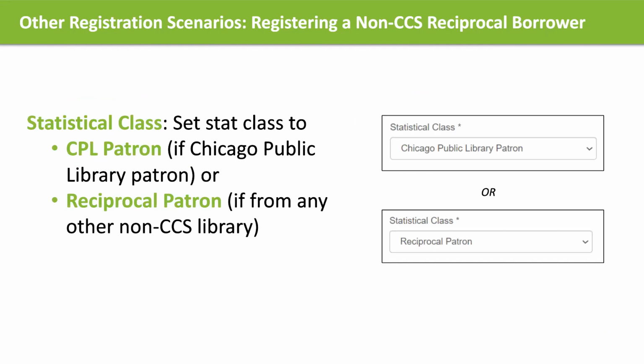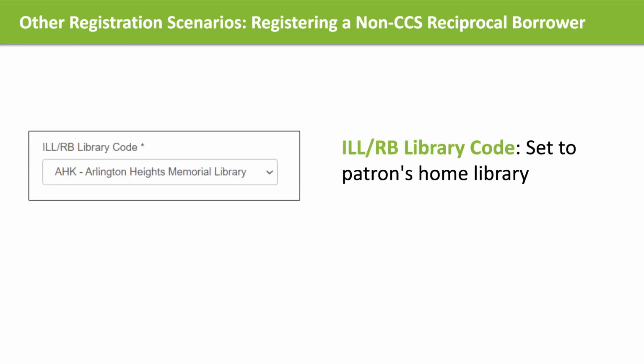Now, similarly to the patron code, the patron statistical class should be set to either reciprocal patron or to Chicago Public Library patron. Again, this doesn't impact circulation, but it is used for statistics. And then finally, you will set the ILL-RB library code to reflect their home library.